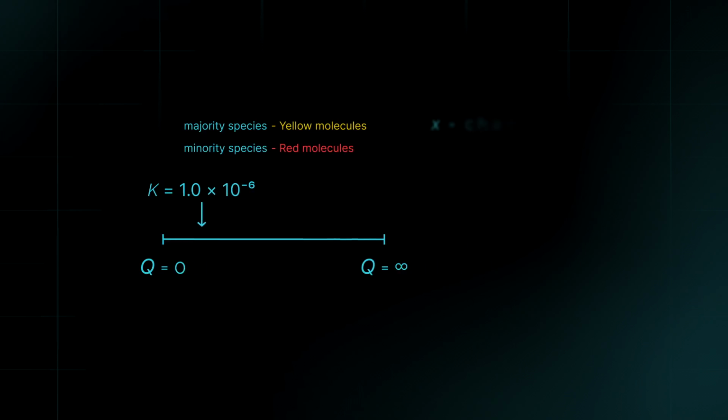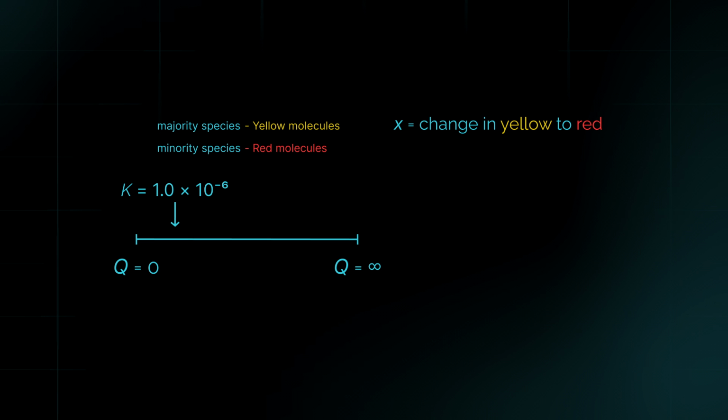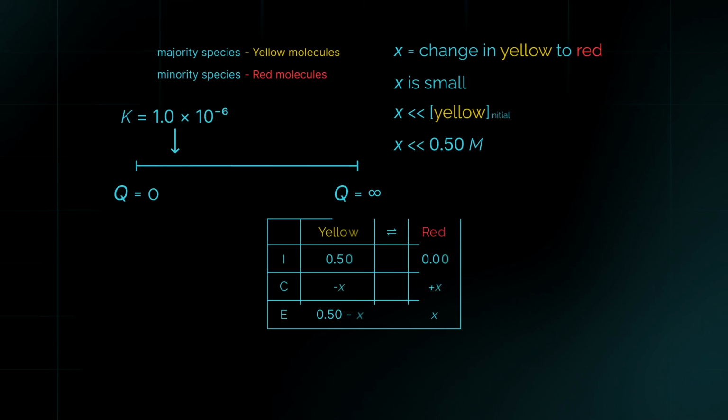If K is small, that means only a tiny fraction of yellow molecules converted to red, so the value of X will be small. Of course, just saying something is small doesn't mean that much unless we compare it to something. Here, we mean X is small compared to the amount of yellow molecules we started with. So X is small compared to 0.5. To express this mathematically, we use a double less than sign to show that X is much smaller than 0.5. So small that we can ignore it when subtracting from 0.5.